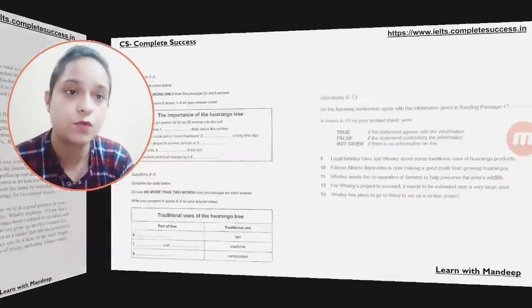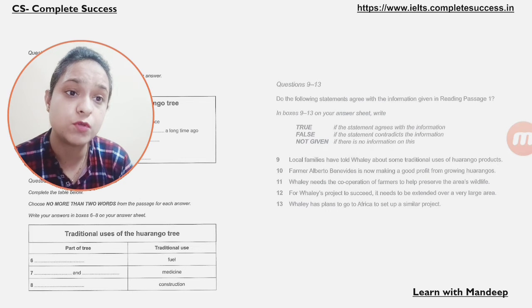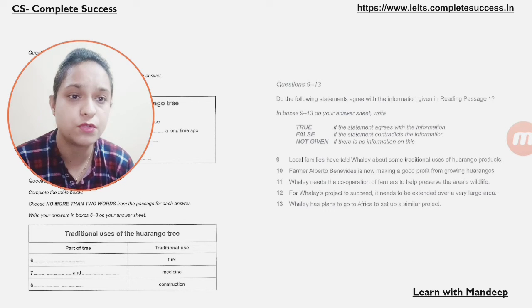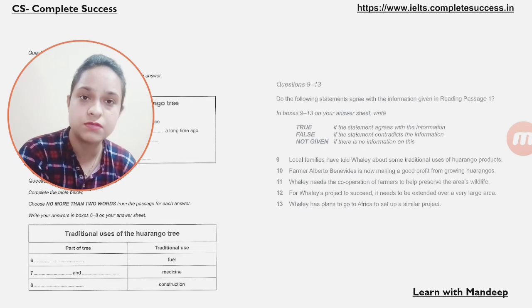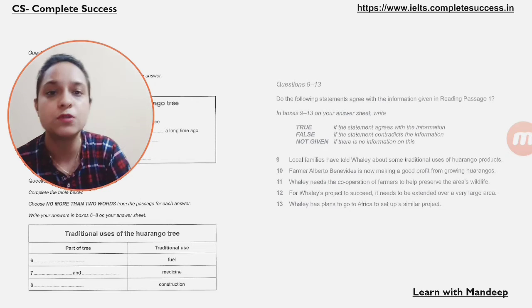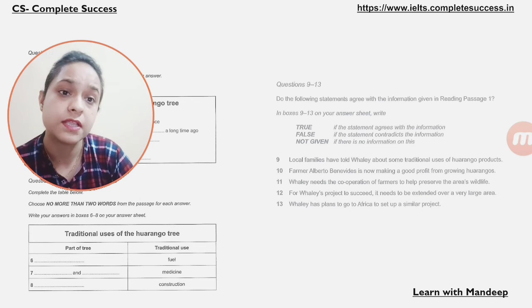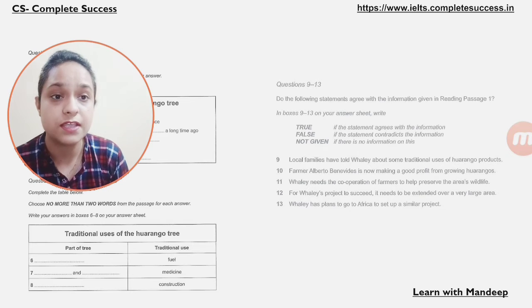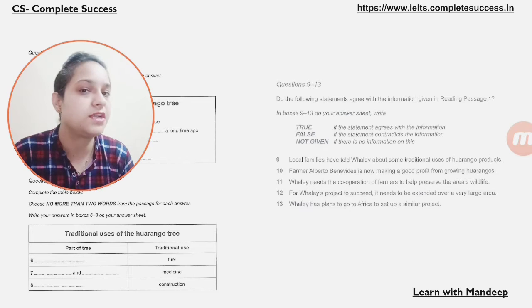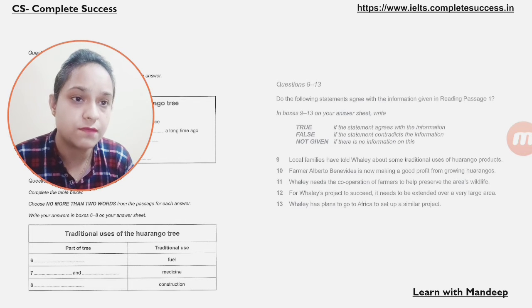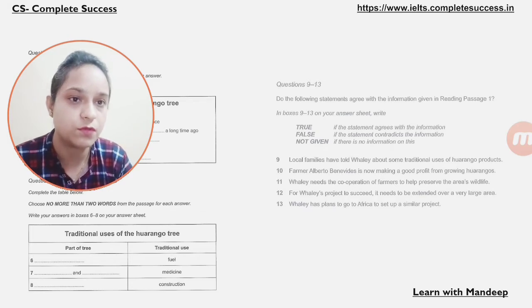But what we have to look for is that local families have told Valley about some traditional uses of Hirango products. That means we have to check whether the local families have told Valley about the uses of the products, or whether Valley has told the local families, because if it's the opposite, then it will be false. And if there is no clear description of whether someone has told or not, then it will be not given. So we have to look at whether the local families told them the information about traditional uses or not.